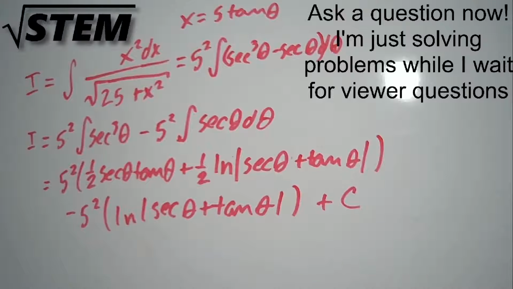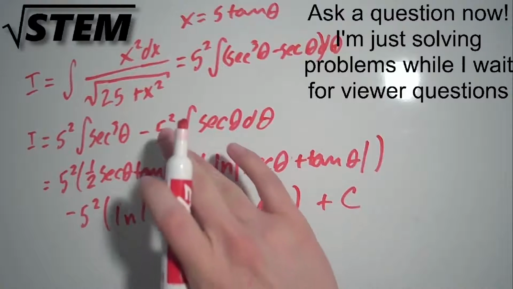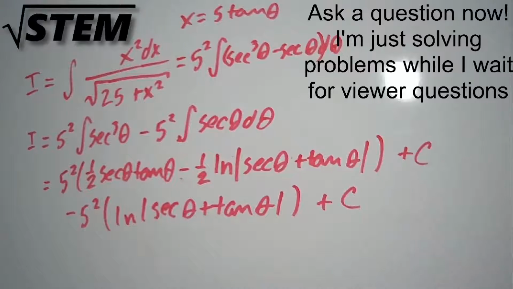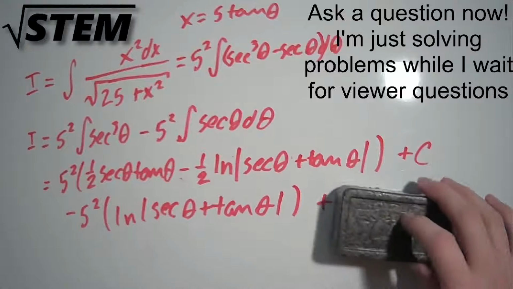So we actually have the same natural log in both terms, so we can combine those. They're both times 5 squared. We have a -1 and a plus a half, so it would become minus a half. So I'll just change that to minus a half, put the plus c up here, and we'll erase this line.